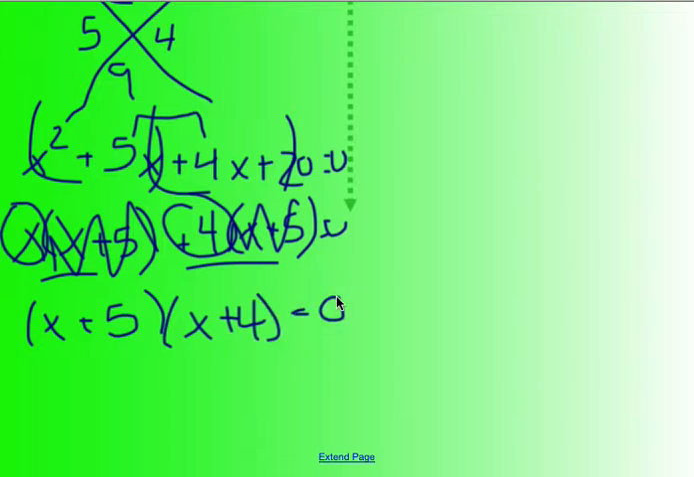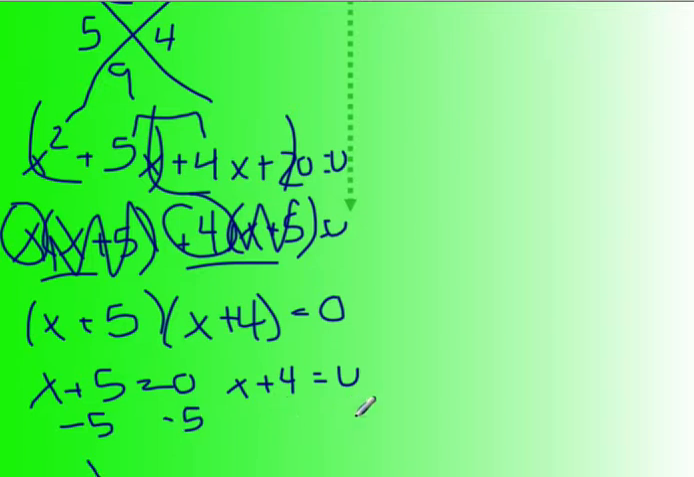Now to do the zero product property part, you take each factor and set it equal to 0. Here, to solve for x, I'm going to subtract 5 from both sides, so I get that x is equal to negative 5. Here, I'm going to subtract 4 from both sides, so I get that x is equal to negative 4. So your final answers when you use the zero product property are negative 5 and negative 4.